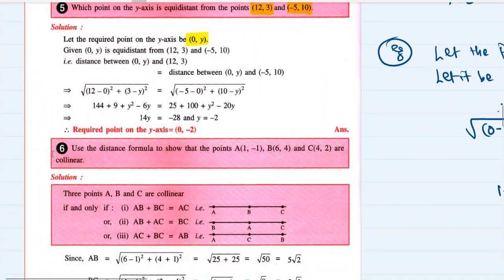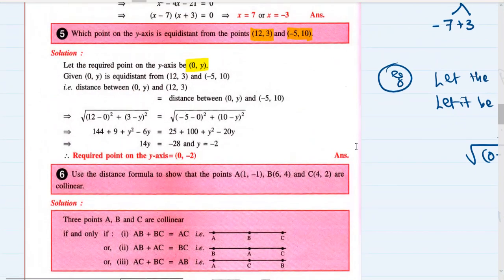Okay. Next is question number 6, in which they are saying use the distance formula to show that the points A, B and C are collinear. Point A is (1, minus 1), point B is (6, 4), point C is (4, 2). They are collinear. Now understand this thing. You will have questions like this in the exercise also, and the method of solving this question is given over here.